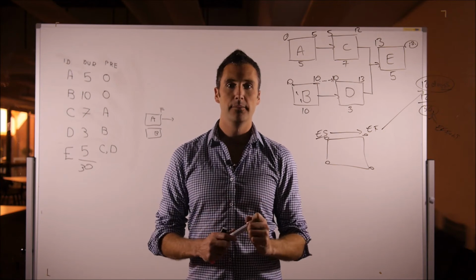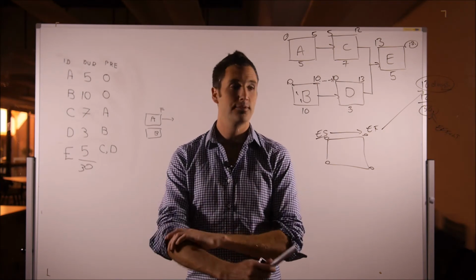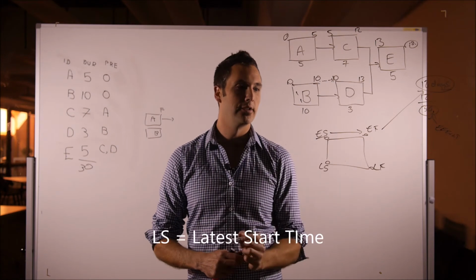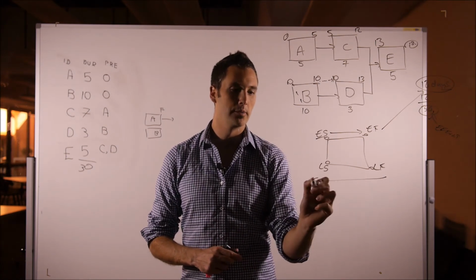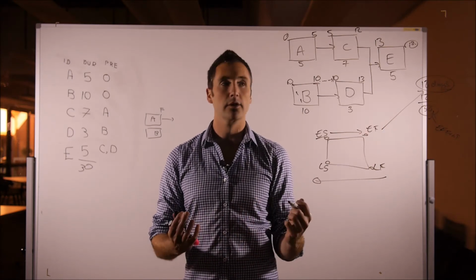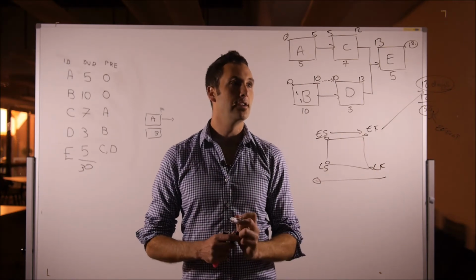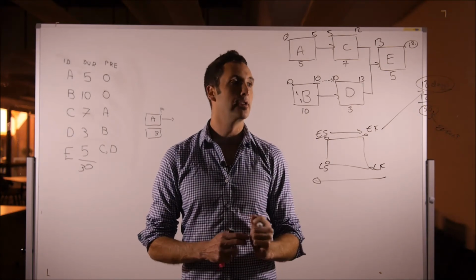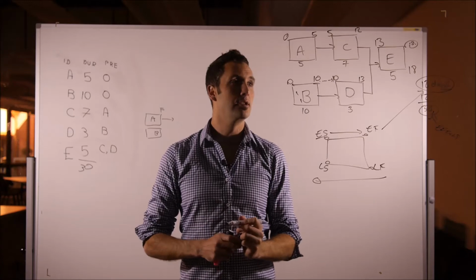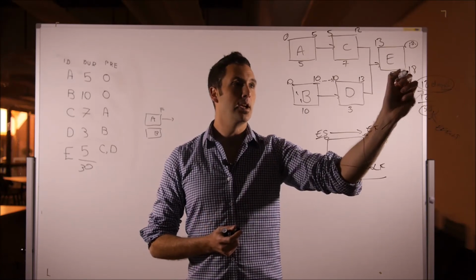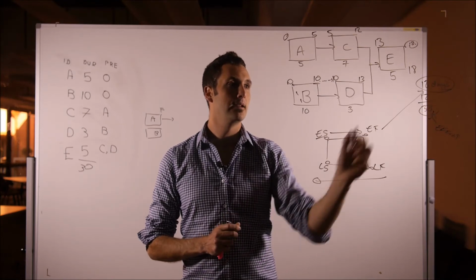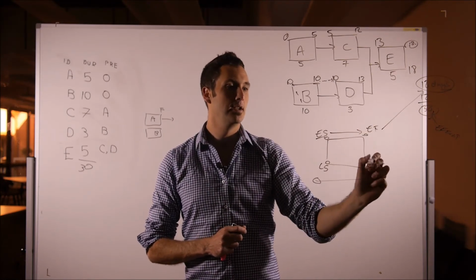Now, backwards pass calculation. Tongue twisting. We look at the latest finish and the latest start times. And then we work backwards. And this is based on the assumption that we want this project finished as quickly as possible. So we know it's going to take 18 days, if everything goes according to time. We want to have the latest this activity E can finish as day 18, and then we're going to work backwards. Latest finish time, activity E is 18.